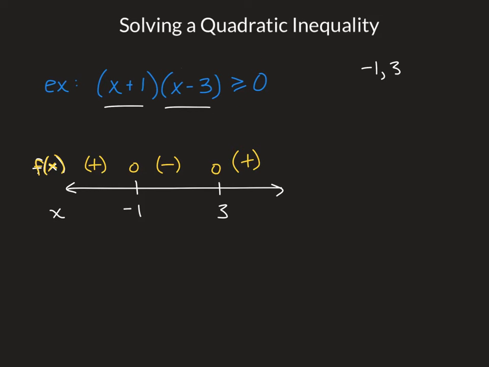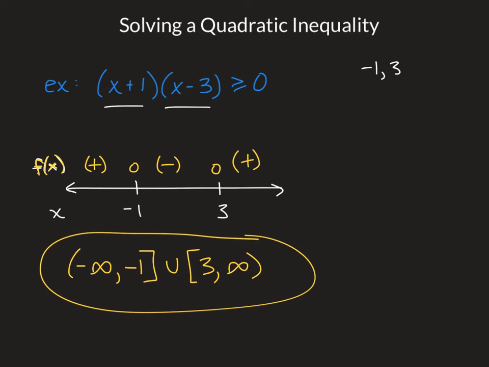So the intervals we care about are this interval here of x values, since it gives us a positive output, including -1, because that gives us a 0 output. And then we also care about this interval here from 3 all the way to infinity. So our final answer is all the numbers from -infinity to -1 union 3 to infinity. Those are all the numbers that when we plug into this quadratic give us greater than or equal to 0.